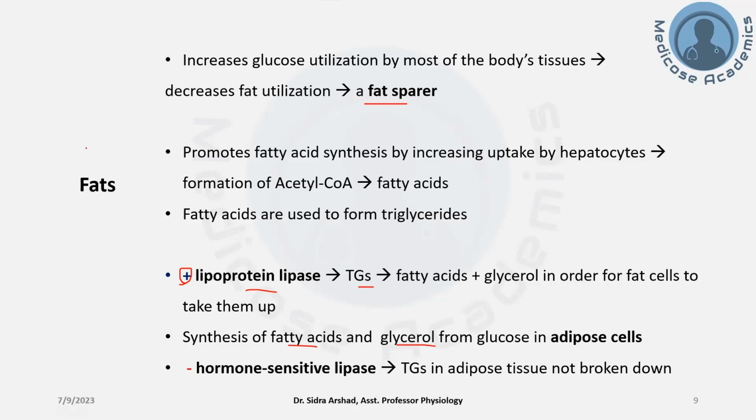And on the other hand, insulin inhibits or inactivates hormone-sensitive lipase. This is important because triglycerides now have to be stored. They do not have to be made available as fatty acids and glycerol to be used as an energy source. So to promote this storage, insulin inhibits hormone-sensitive lipase, which prevents the breakdown of triglycerides in the adipose tissue.